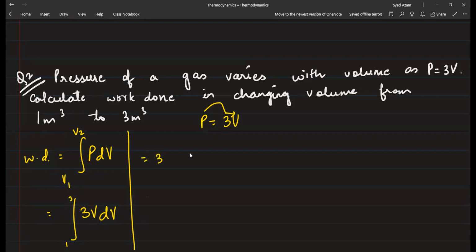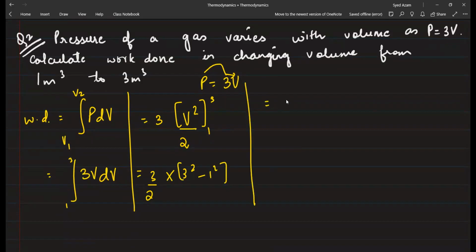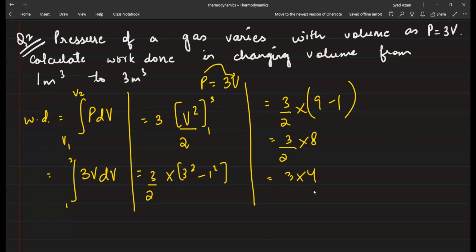Now, this is equal to 3 V square by 2 when you will integrate, and limits are from 1 to 3. Now, let us put the limits. 3 by 2 into 3 square minus 1 square. So, what we'll have? 3 by 2 into 9 minus 1. So, this will be 3 by 2 into 8, 3 into 4, which is equal to 12 joules.